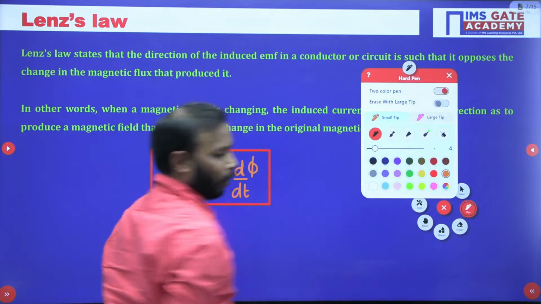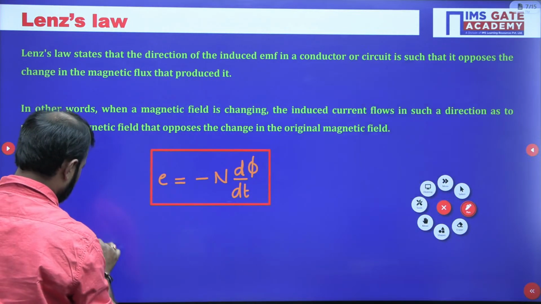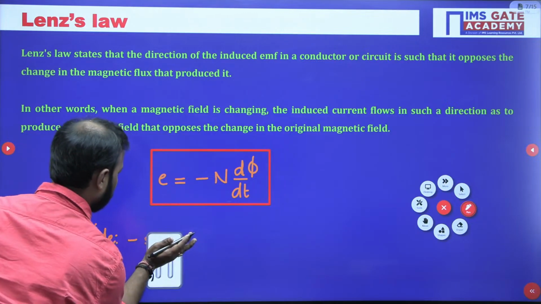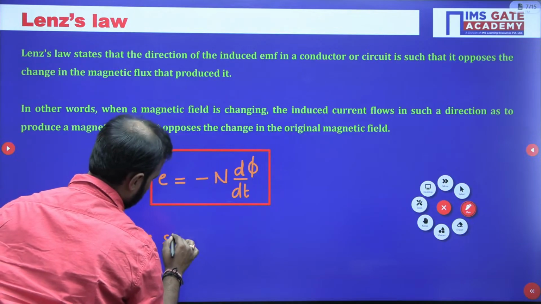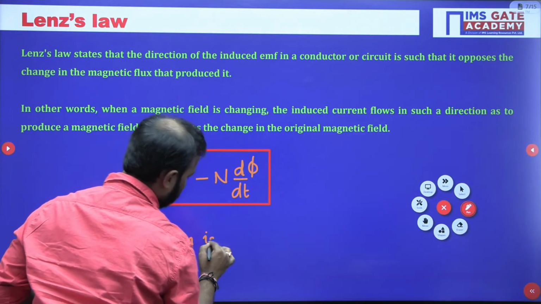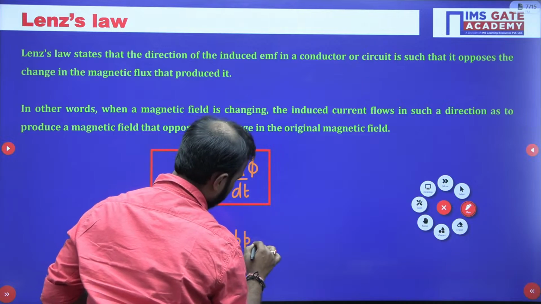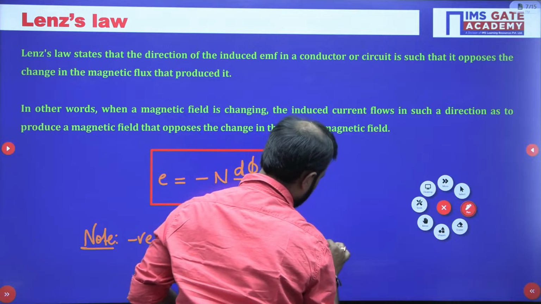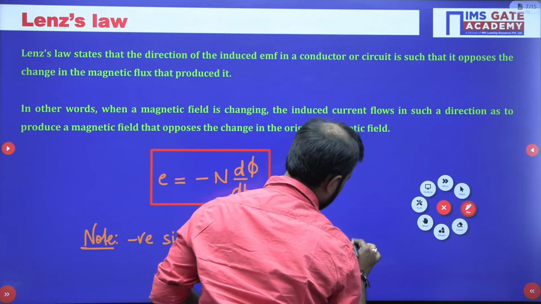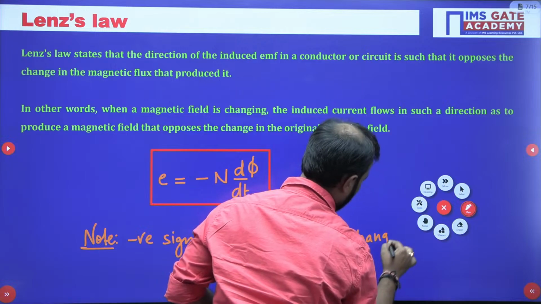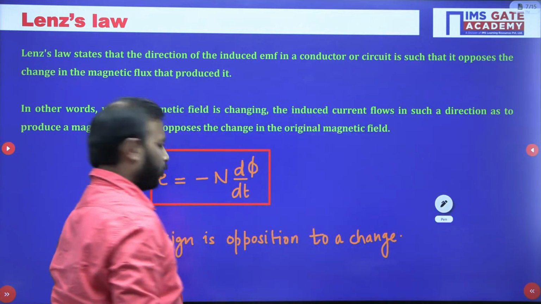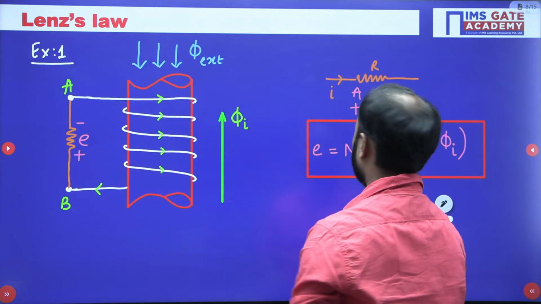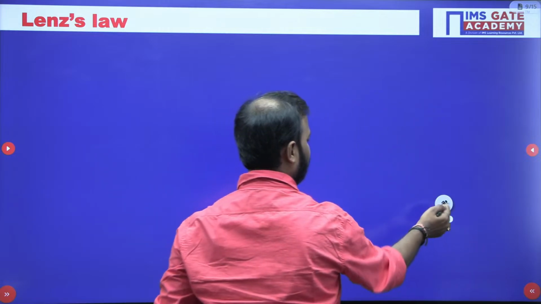So what is this negative sign? Negative sign is opposition to a change. Okay, so this is your Lenz law, and we discussed with one example how we can find the EMF. Okay, so let me take another example.